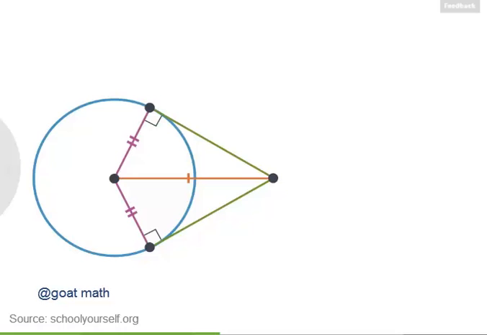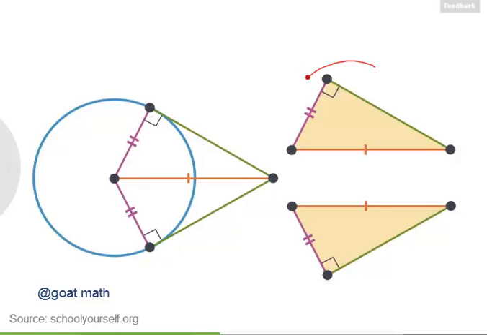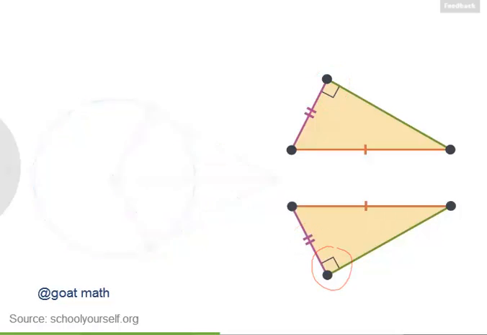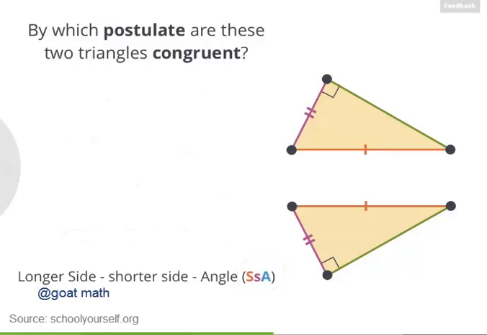You might notice that we now have 2 triangles here. This upper triangle, which will move over here, and this other triangle, which will move over here. If you look carefully at these 2 triangles, you'll notice they're congruent. Going around both triangles, they have matching longer sides, then matching shorter sides, and then matching 90-degree angles. So, by which postulate are these 2 triangles congruent? Right, so these 2 triangles are congruent by SSA, longer side, shorter side, angle.